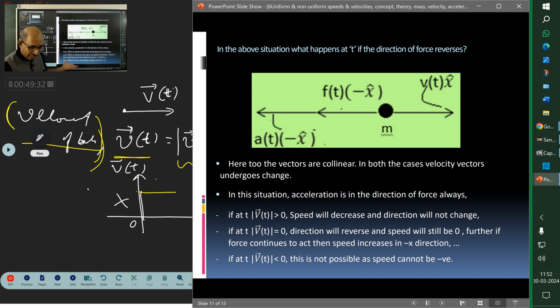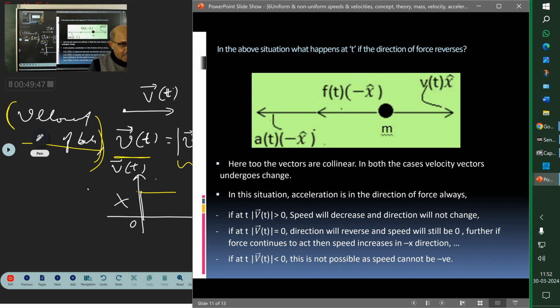Point number 1. I am giving you all this because these are questions asked in NEET and mains exam and also in your board exam. One thing is sure, if force is acting, whether it is push or pull, velocity vector will change. That is for sure.